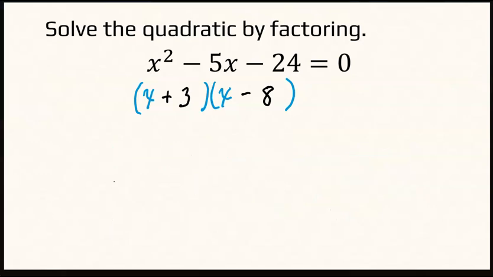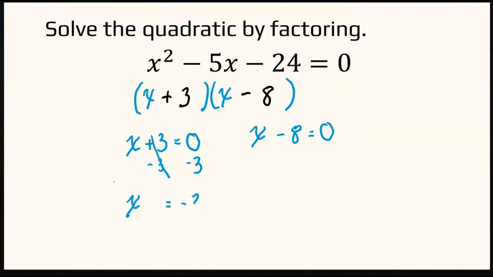Now, with all that being said, I actually did not finish the problem. It says here, solve the quadratic by factoring, so I need to solve. That means I have to know what x equals. The way I'm going to do that is I'm going to set both of these equal to 0. So I'm going to set x plus 3 equal to 0 and x minus 8 equal to 0. Then all I have to do is solve for x, typically by using the inverse operation.